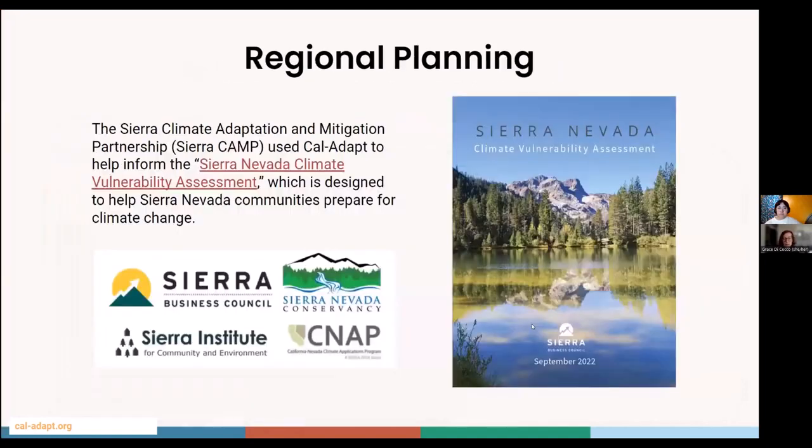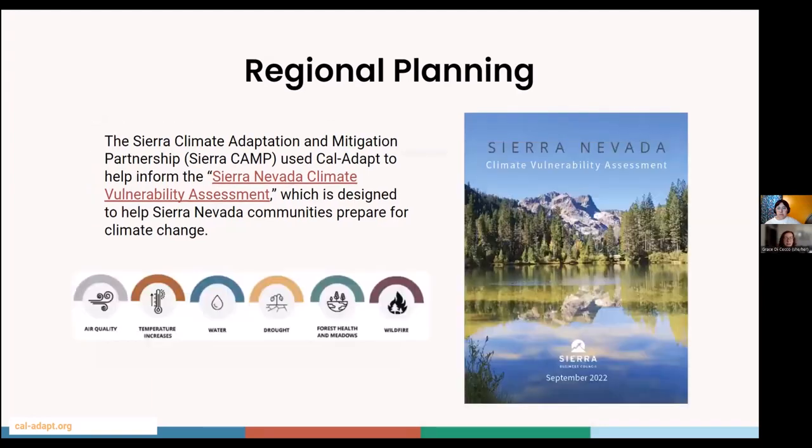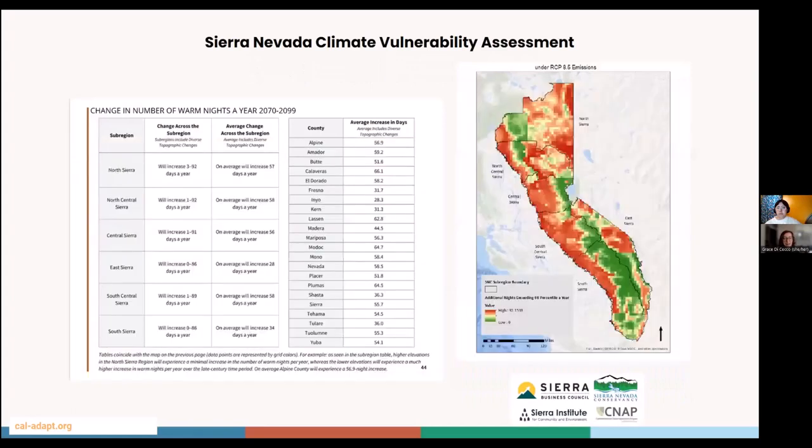And CalAdapt has informed a lot of really cool regional planning work. This is just a spotlight on one example among many, organized by the Sierra Climate Adaptation and Mitigation Partnership to assess climate vulnerability in the Sierra region. And so they assessed climate vulnerability across lots of different dimensions, and CalAdapt provides information across multiple different dimensions of climate change impacts, things like temperature increases, changes in precipitation and flooding, and especially wildfire, which is really important in California. And here's an example of some of the outputs that they produced in their climate assessment.